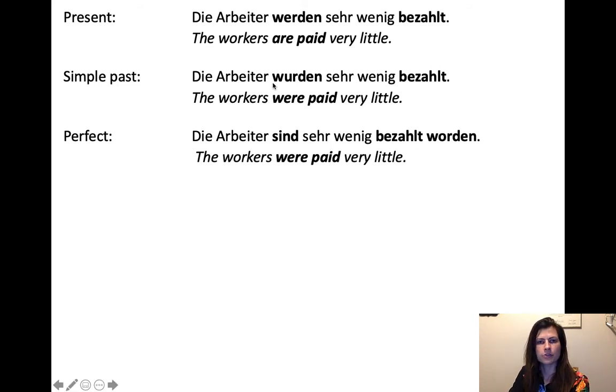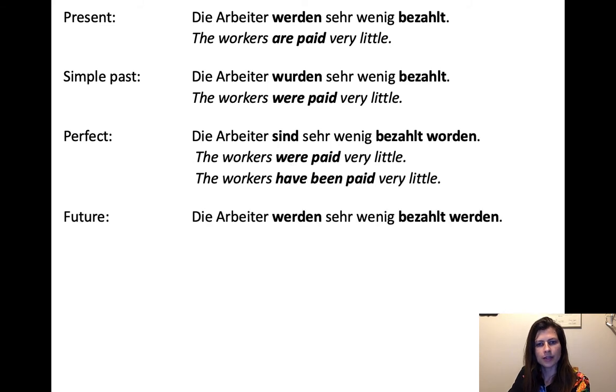So it also means they were paid very little. And then, yeah, have been paid very little, you could also say. Die Arbeiter werden sehr wenig bezahlt. Werden, now we're in the future. The workers will be paid very little. So this werden in the normal verb position is making the future happen.